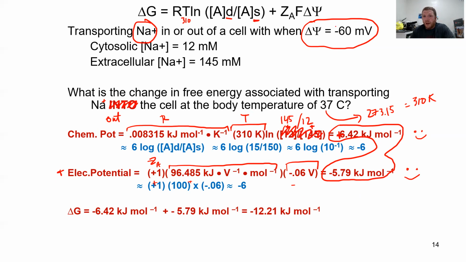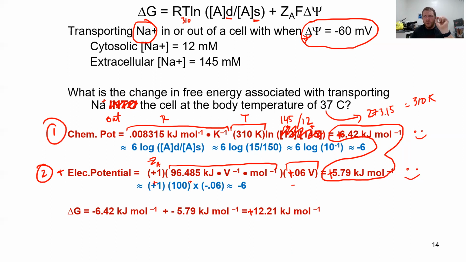Next up, if we're going out, we'd have to look at the electrical potential difference. We would have to switch this value right here, and so this would be positive. So we're talking about positive 5.79 kilojoules per mole. Ultimately, we would come up with a positive 12.21 kilojoules per mole. So whenever you're confronted with this sort of problem, think about it by breaking it down into two parts, part one and part two. And how do part one and part two combine together?